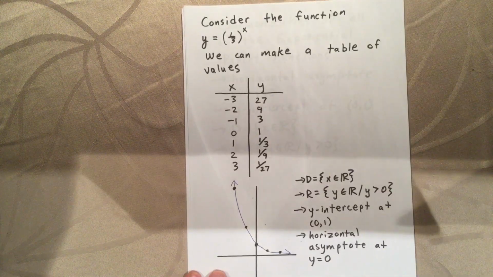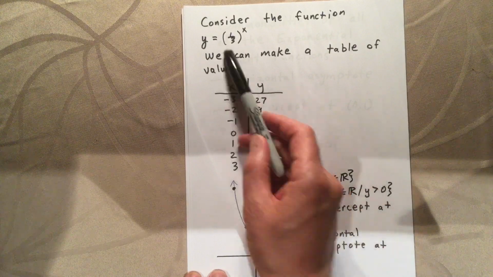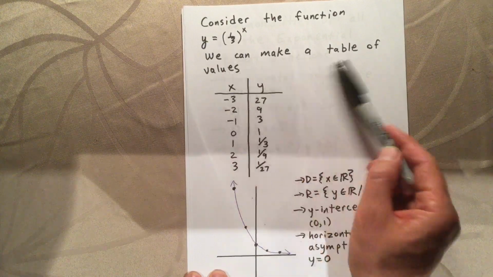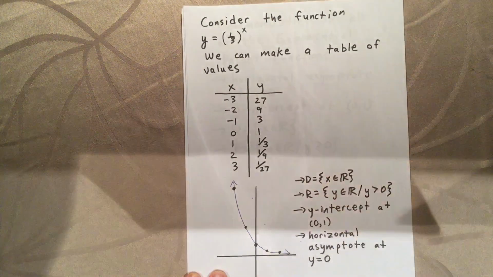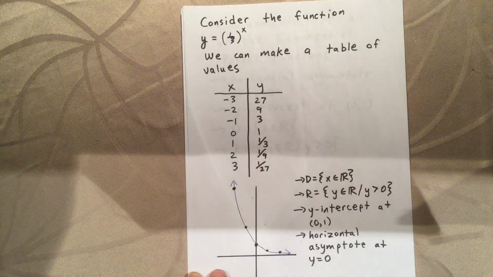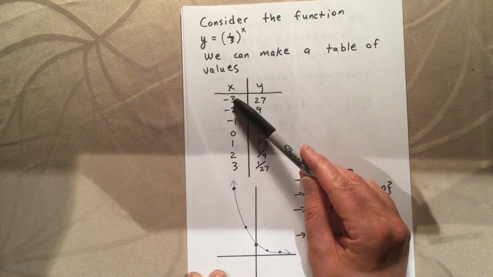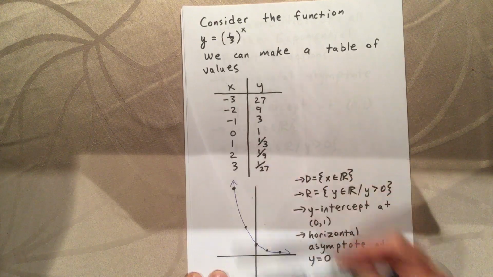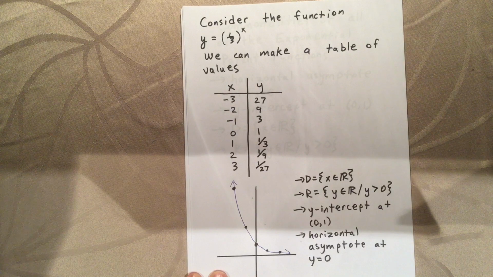We'll try one more parent function. We'll try y equals (1/3)^x. Well, we'll make a table of values using the exact same x coordinates we've been using. And when we let x be negative 3, (1/3)^(-3) is the same as 3 over 1 to the positive 3, which is 27.